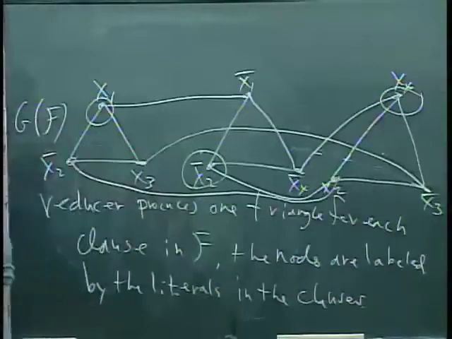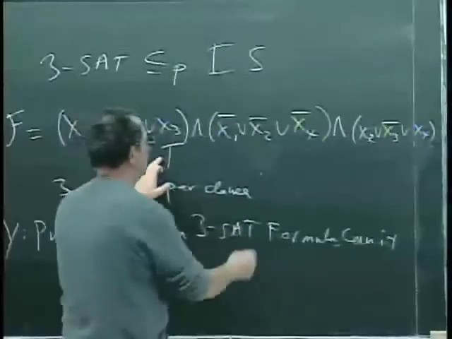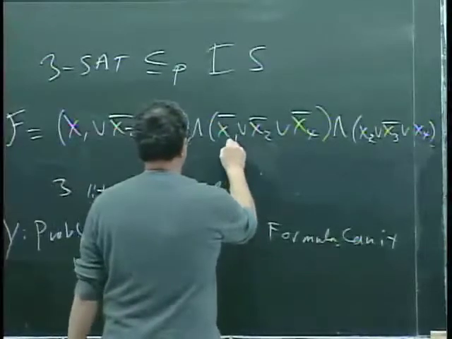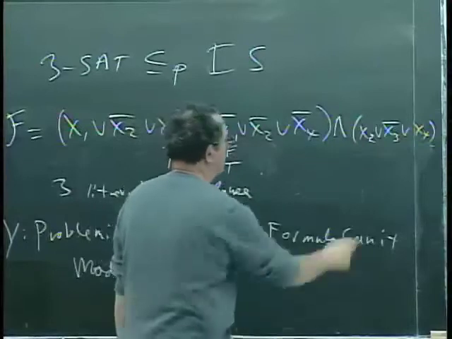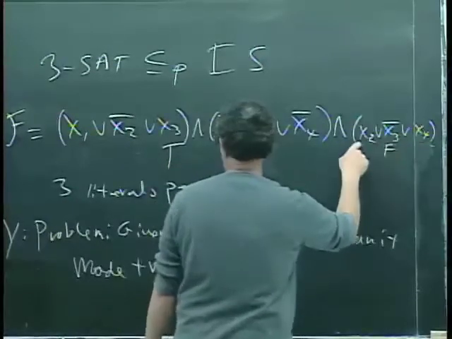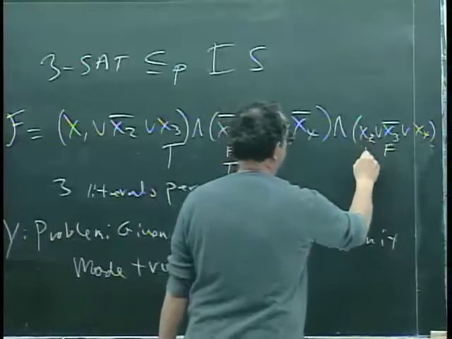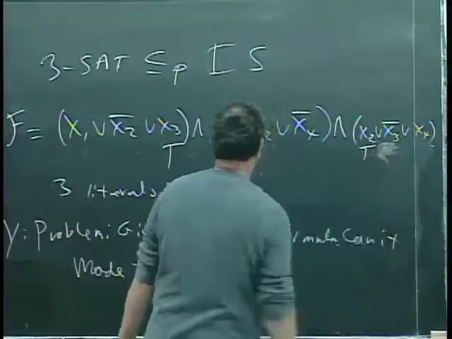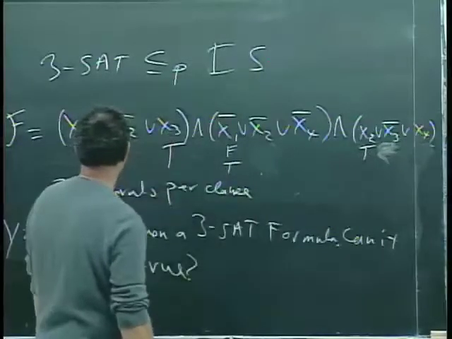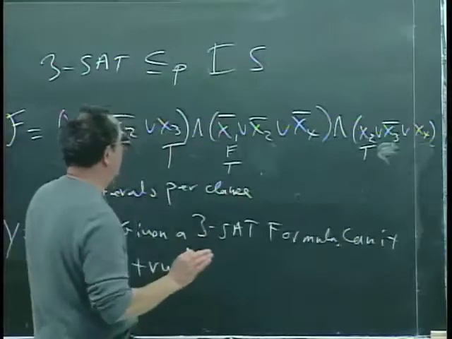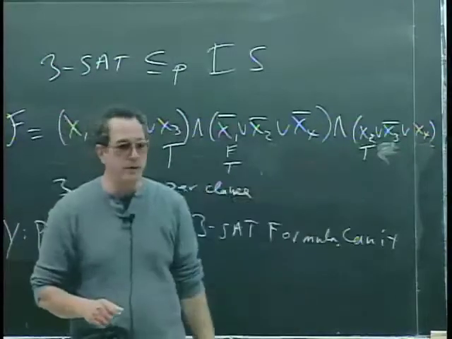So what do we do? We have a way of making the formula true. Let's pick a different one than we had. x3 true, x1 false, therefore x1 bar true, and this one will be false, but I didn't say anything about x2 yet, so I can make that true, right? Well, we have an assignment which makes this true.